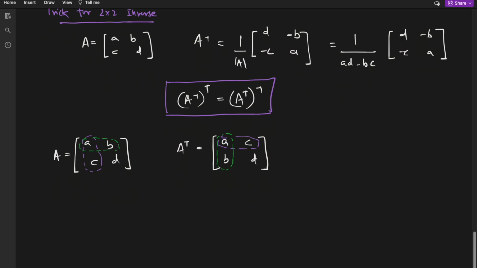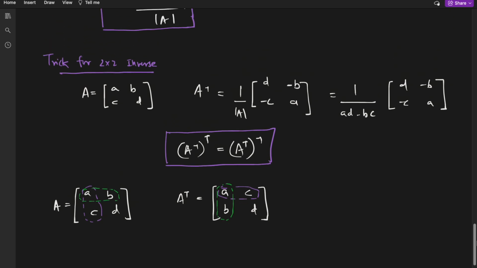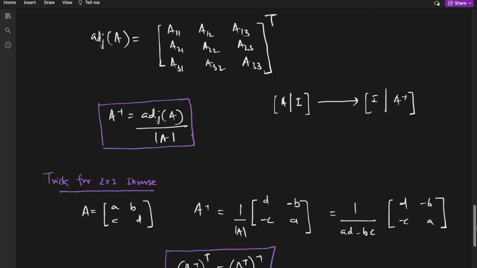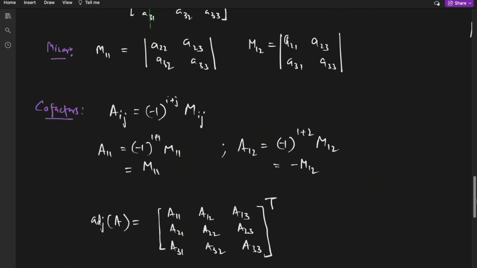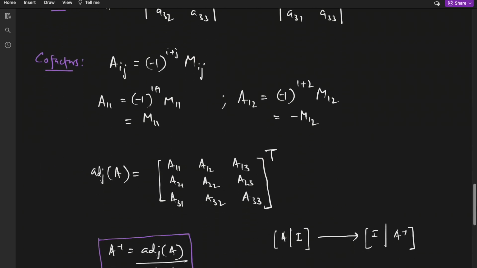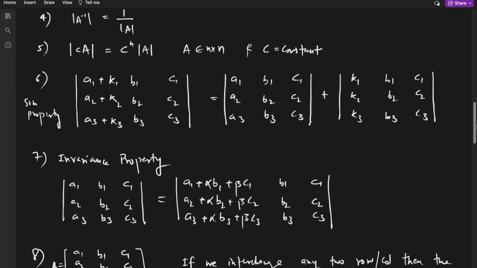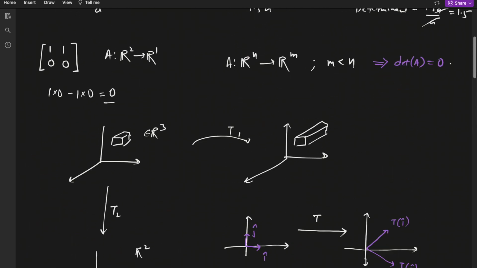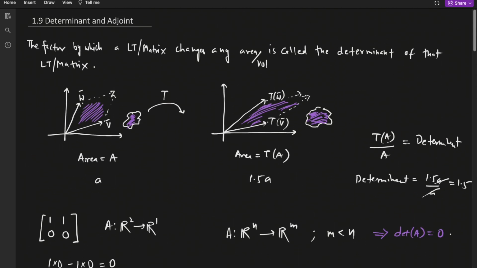So I think that's all for today's lecture. What we have studied is, I just told you what is transpose, a trick to find 2 cross 2 inverse. The main thing I discussed in this lecture is what is adjoint, how we calculate adjoint, the properties of determinant, very important from exam point of view. It helps you solve a lot of problems. And the most important thing is what is determinant. I showed you visually what is determinant, right? Okay, I think that's all for today's lecture.